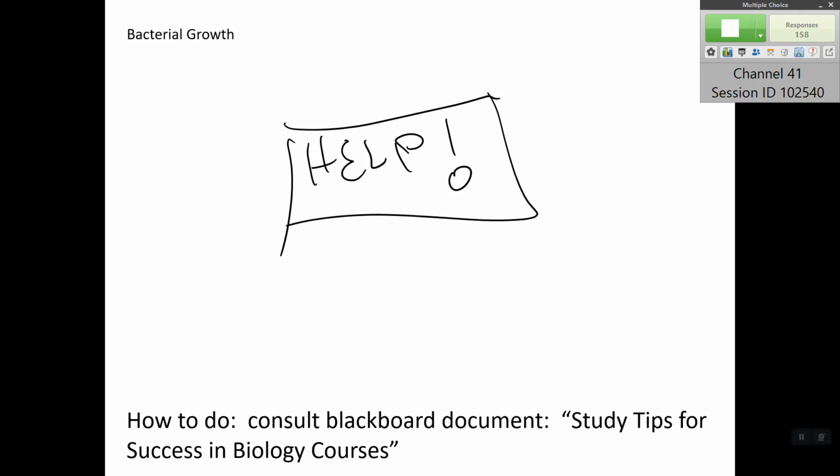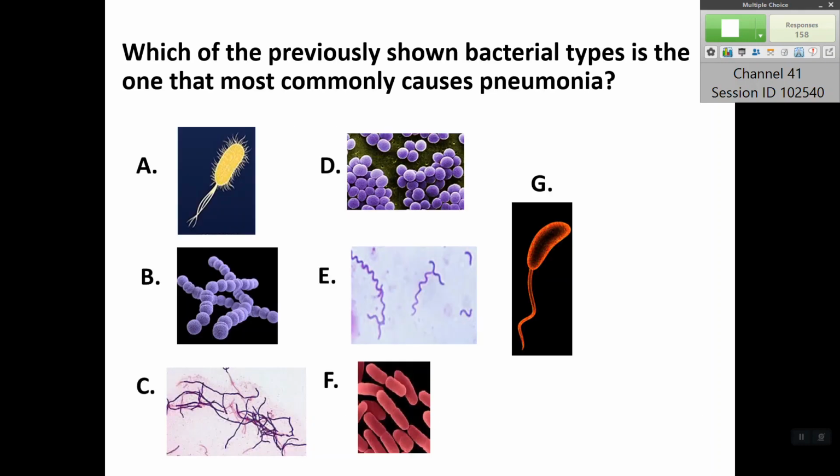Okay. And let's see, another quicker question. This is more microbiology related. Which of the previously shown, so you saw these pictures on the previous slides, which is the bacterial one that most commonly causes pneumonia? Lots of microbes cause pneumonia, but this bacterial type is the primary cause of pneumonia.